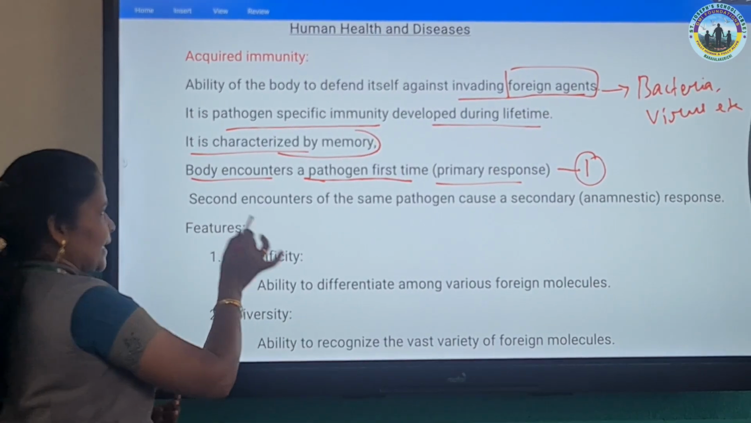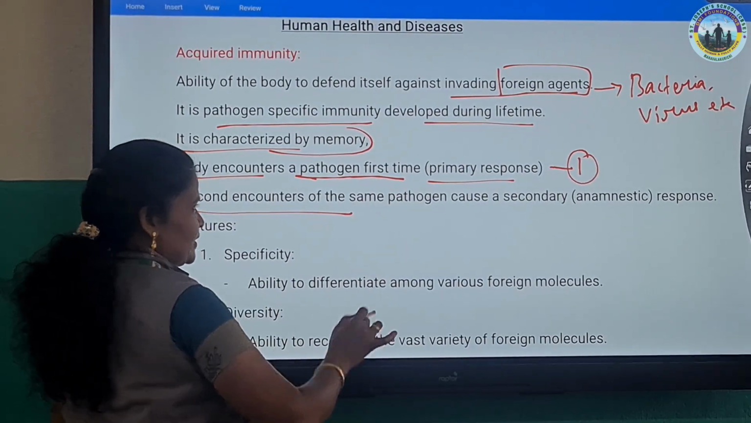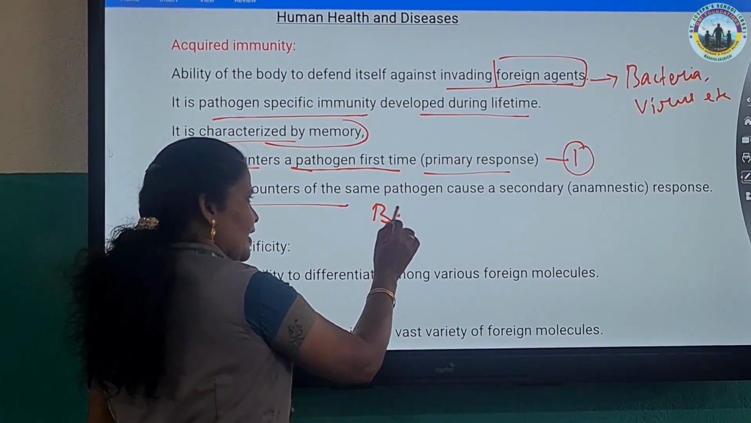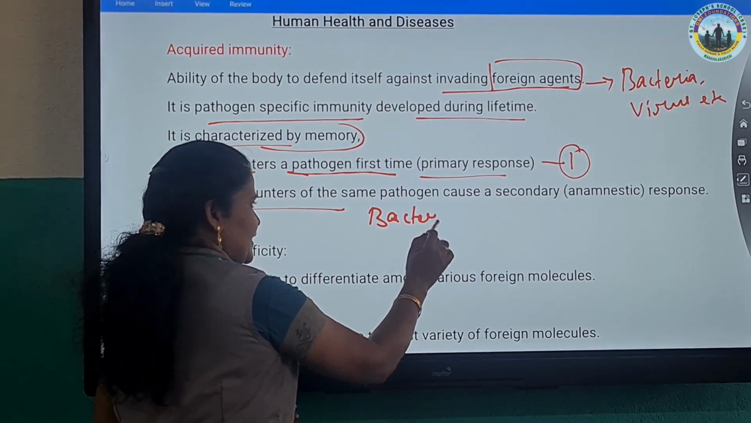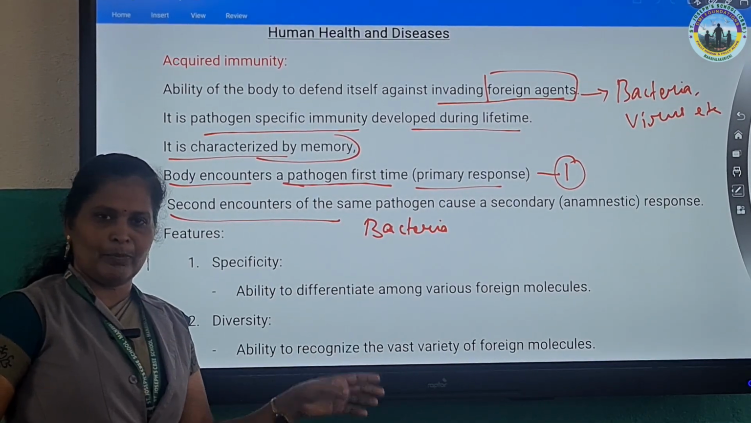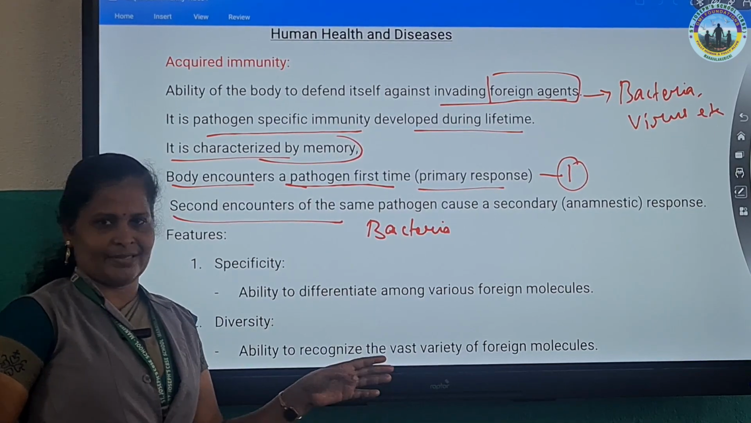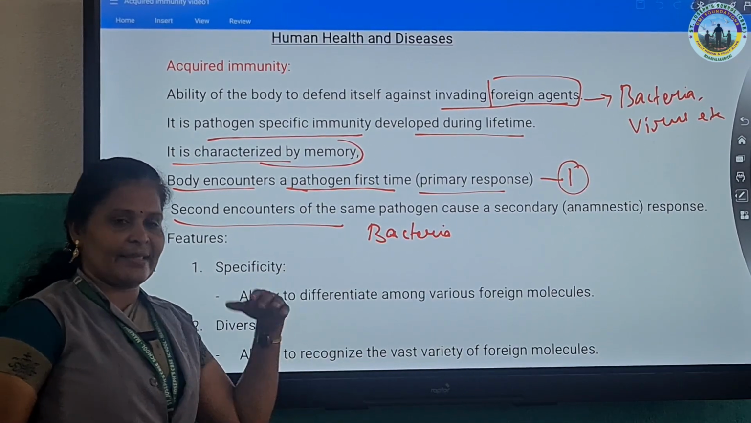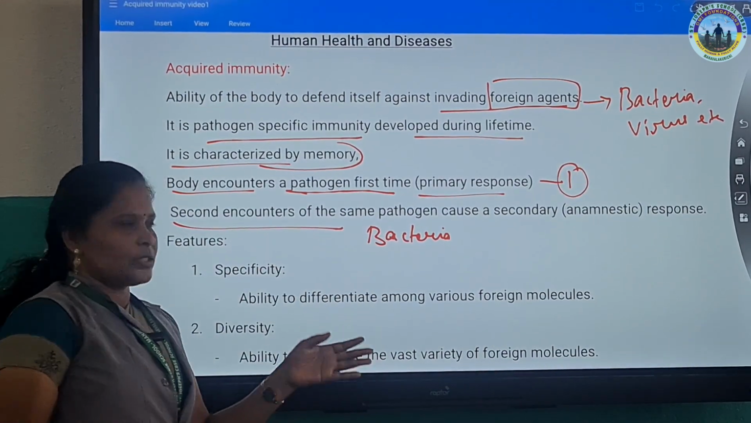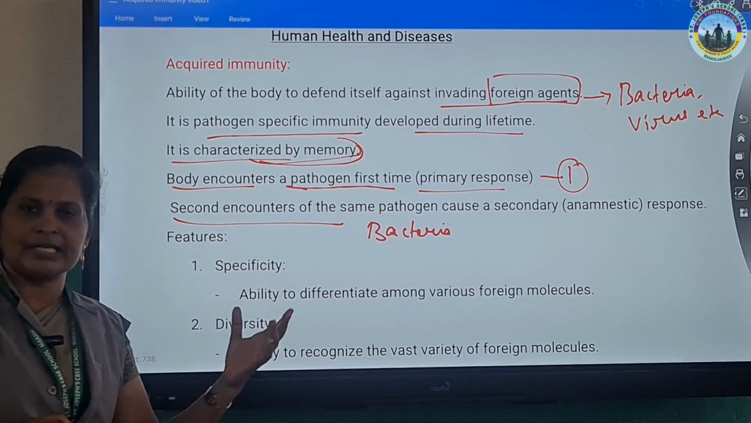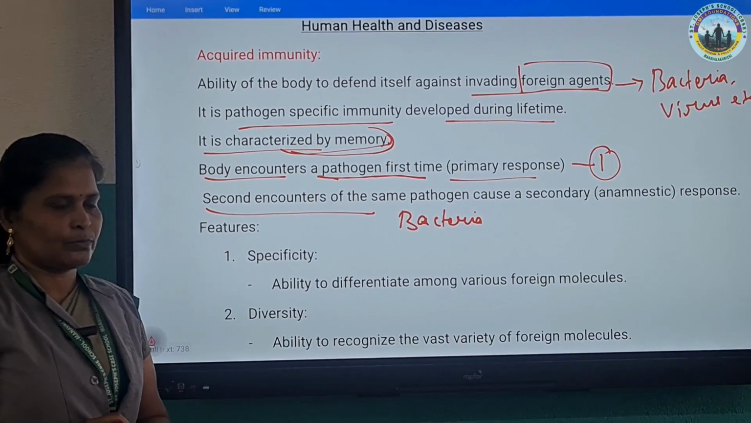Next, what happens on the second encounter with the same pathogen? For example, bacteria: the same bacteria enters again, causing a bacterial disease. Immediately our immune system recognizes the same pathogen. So the response is very fast and the intensity is high. That's why it is called memory. Acquired immunity has memory power.